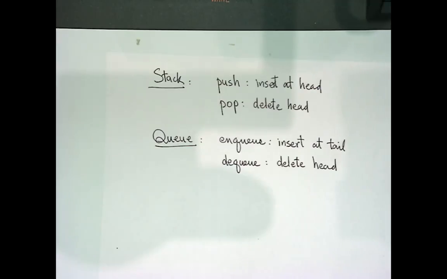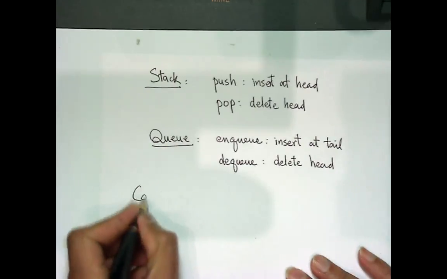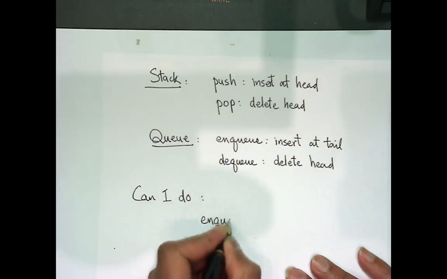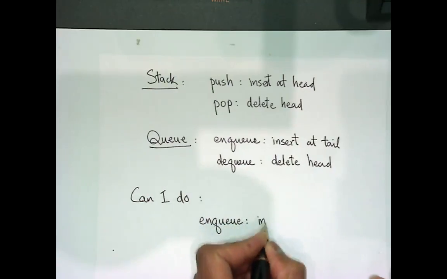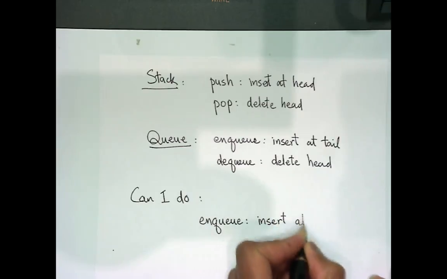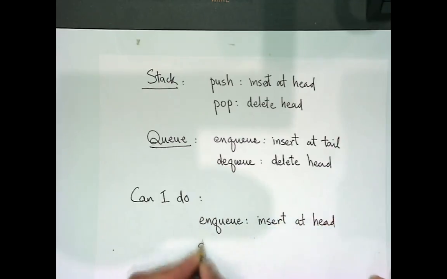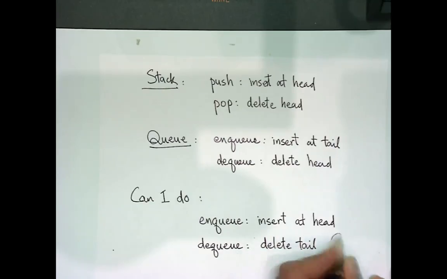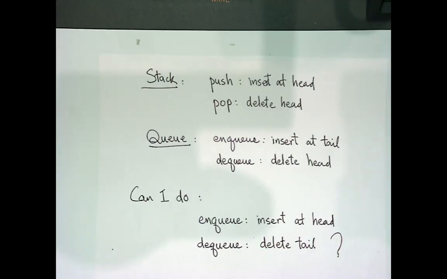Why didn't I do a queue the other way around? Right? So can I do this? Can I do NQ, insert at head, and a DQ is delete tail? Can I do this? I mean, it would have the same effect, right? Because the queue is just going to be the other way around, but I insert at the head and I delete at the tail. What's the problem?